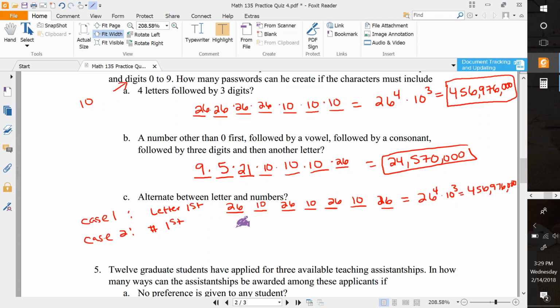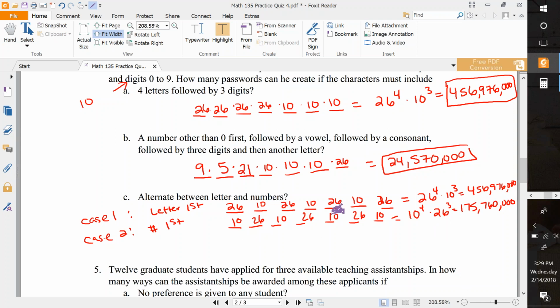Okay. If you start with a number first, you get a 10, and then a 26, and then a 10, and then a 26, and then a 10, and then a 26, and then a 10. This is different for this case because now you only have 10 to the fourth and 26 to the third. So we don't know that one because that was not a previous answer for us. So 10 to the fourth times 26 three times is 175,760,000.